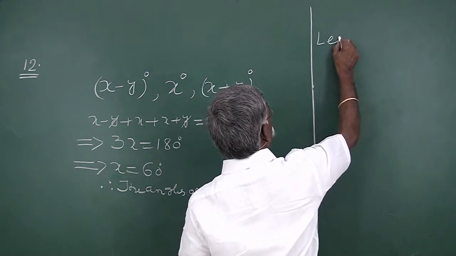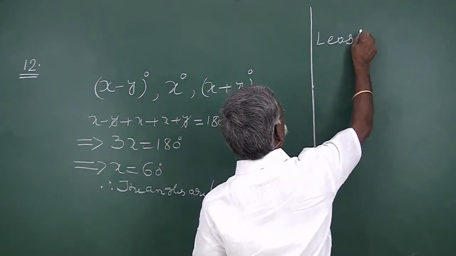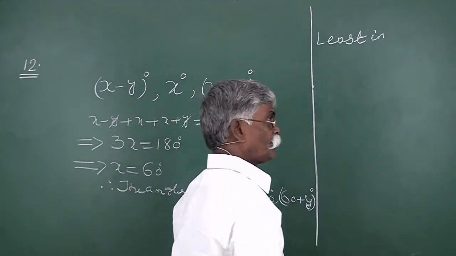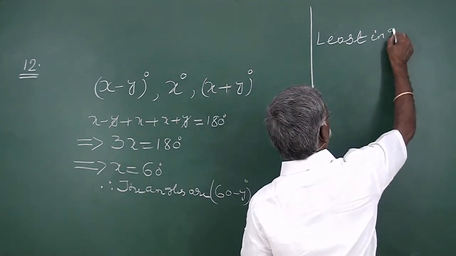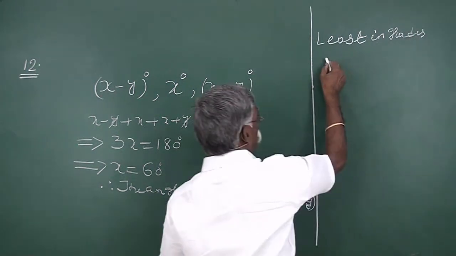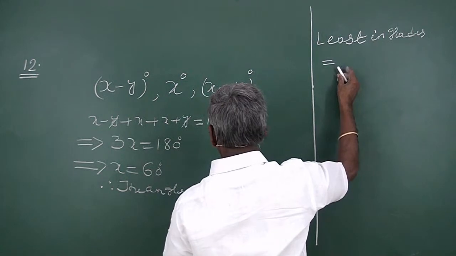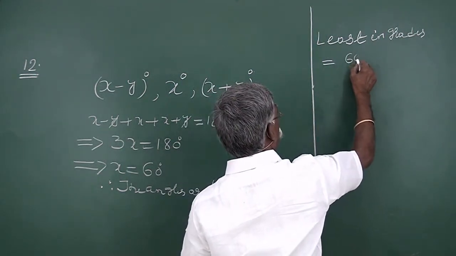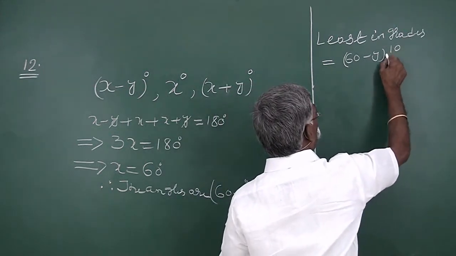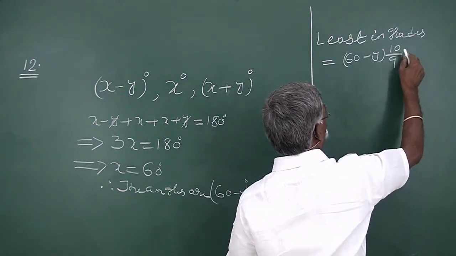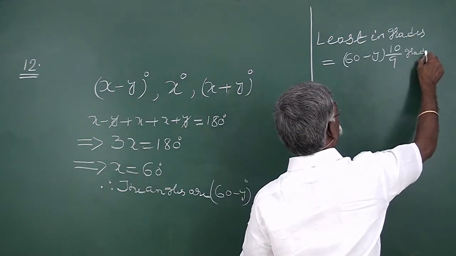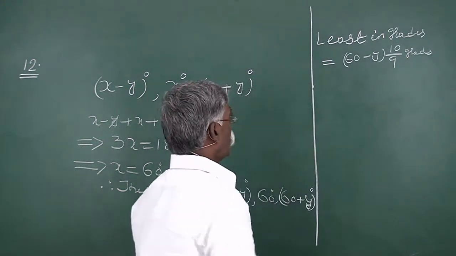Least in grades is equal to, the least in degrees is 60 minus y. We have to convert this into grades, so we are multiplying by 10 by 9. Now this is grades. Now greatest.